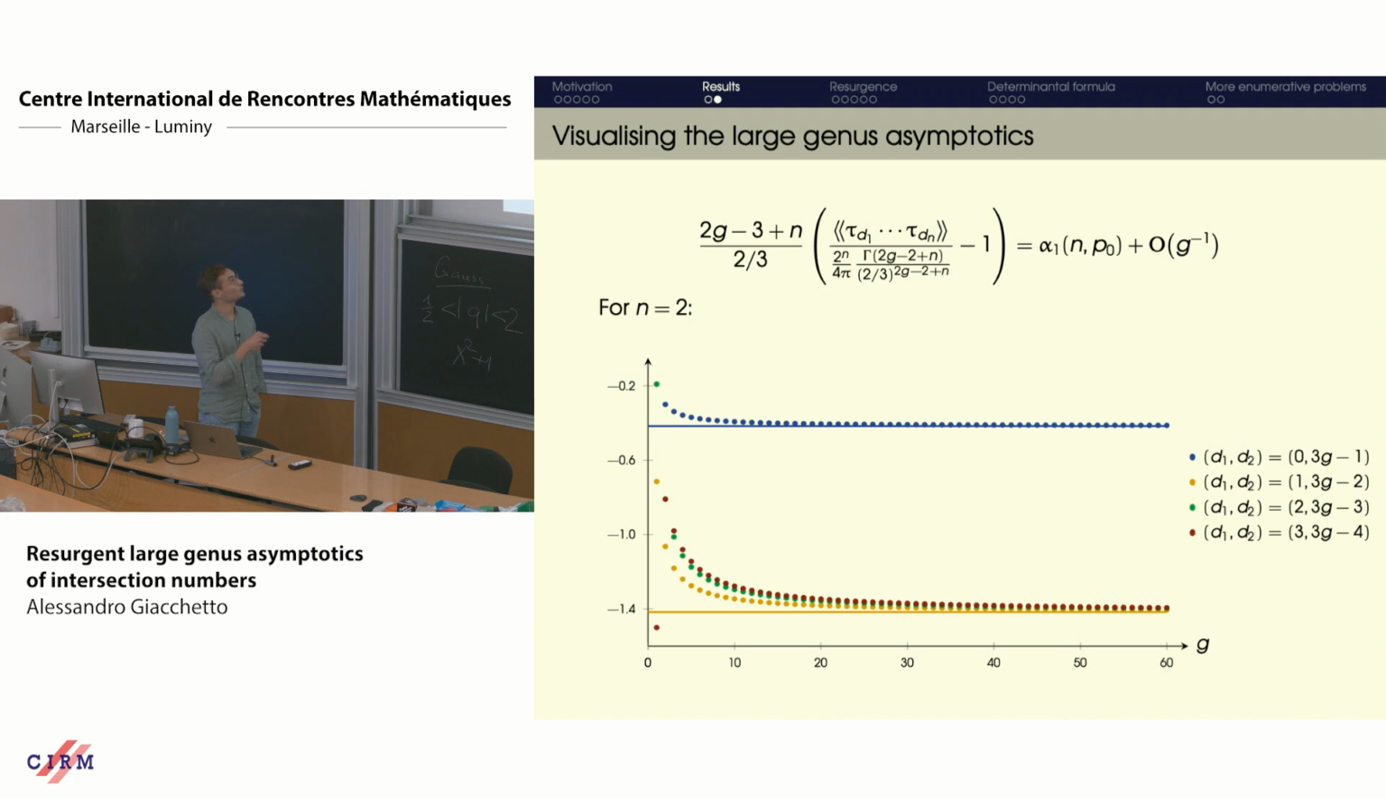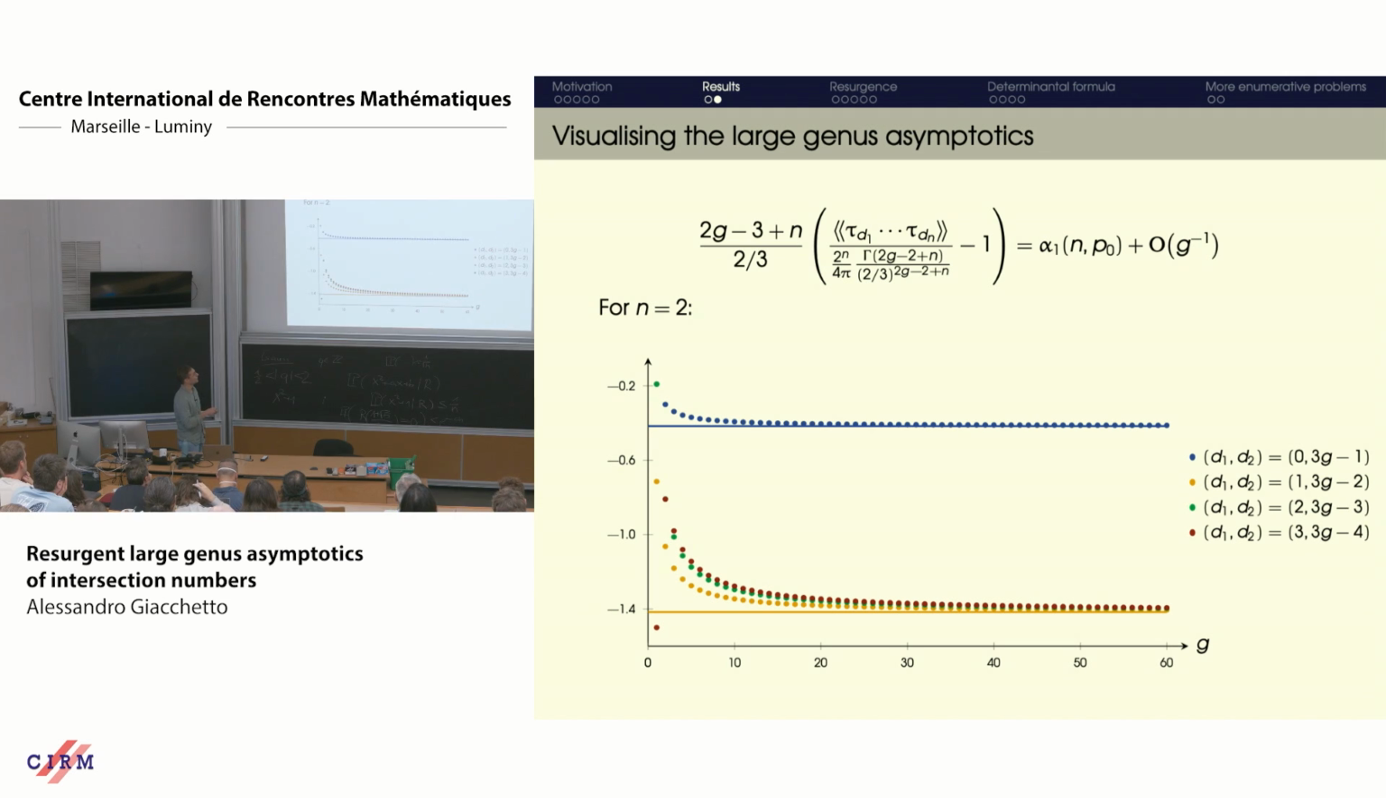So here I'm taking n equal to 2. And these dots are different choices of the tuple d1, d2, which you should remember, they have to sum up to the dimension of the moduli space. But as I said, this alpha 1 depends on P0, which is the number of di's that are equal to 0. So if you plot the left-hand side here, you should see a different behavior when you have at least one di which is equal to 0, which is the case of this blue sequence. And you should have the same convergence when you don't have this. And this clearly comes up in the numerics.